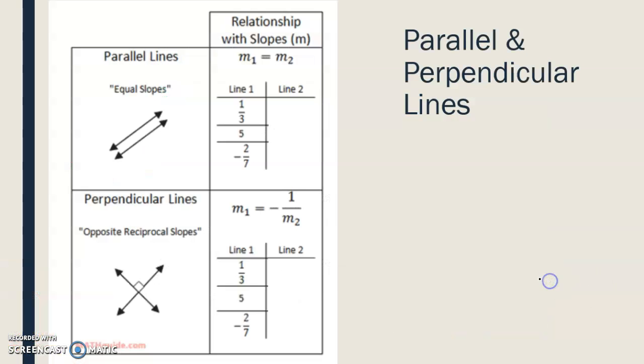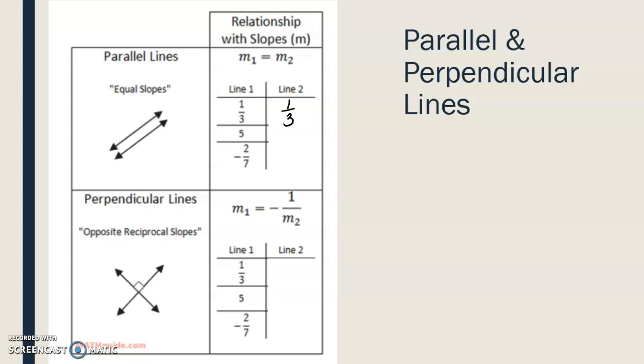Okay. Next, let's talk about parallel and perpendicular. Parallel lines are two lines that will never intersect. Parallel lines always have equal slopes. So what does that mean? If I have line 1 that has a slope of 1/3 and line 2 is parallel to line 1, its slope will also be 1/3.